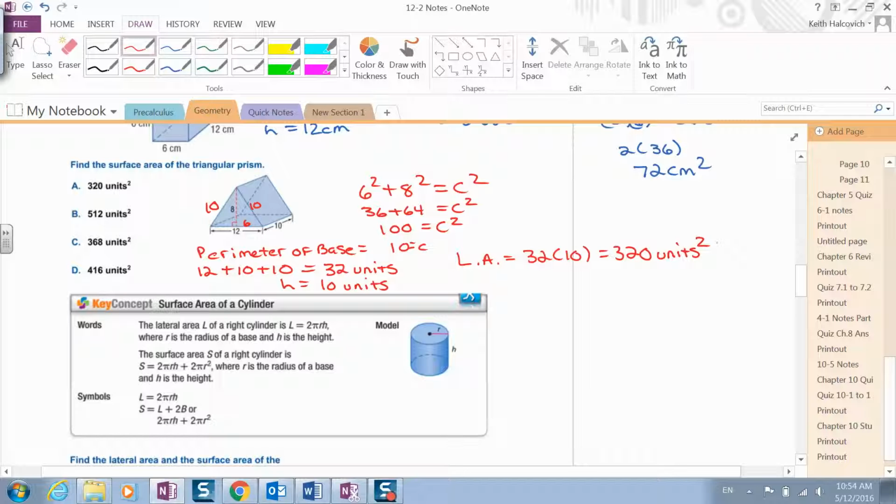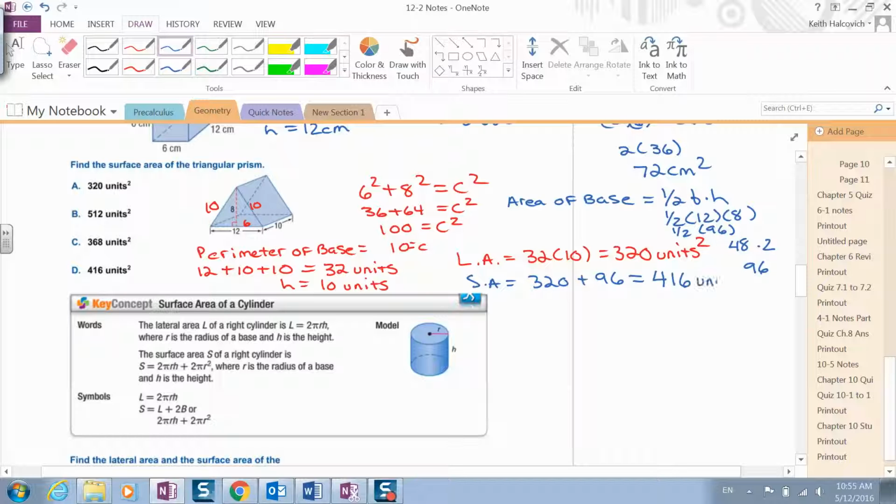However, we'd also need to add the area of the two bases. And since it's a triangle, it's 1/2 base times height. So it's 1/2 times 12 times 8. So it's 1/2 of 96, which is 48, but then there's two of them, so it is 96. So the surface area is going to equal 320 plus 96, which equals 416 square units. So that is D.